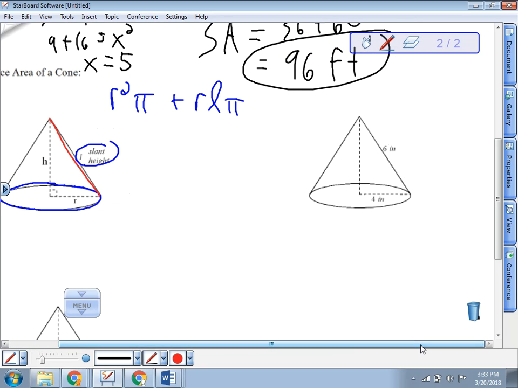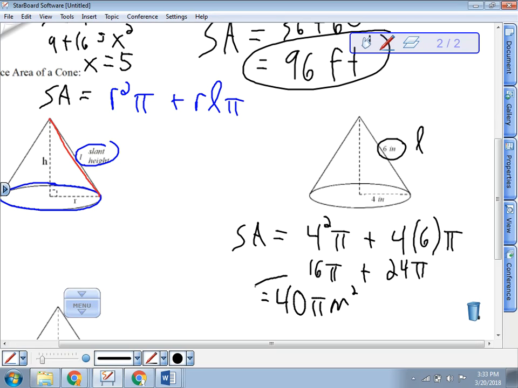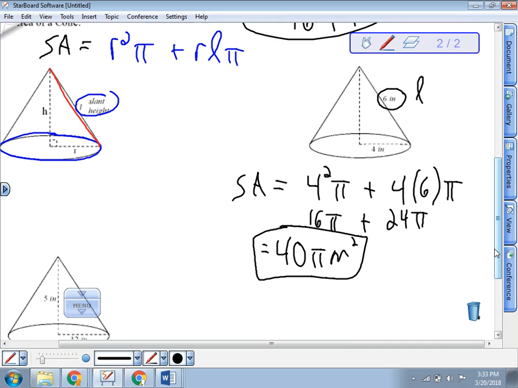Let's take a quick look at an example. Here we go. Again, this is the formula for surface area of a cone. So surface area is going to equal, the radius is 4. We're going to square that times pi, plus the radius, which is 4 again, times the slant height. That's our L, which is 6, times pi. So 4 squared is 16 pi plus 24 pi. When you add that up, you're going to get 40 pi. You can keep it right like that, 40 pi meters squared. You can do that as your answer, or if you want, you can make that into a decimal, which will be approximately 125.7. So decimal's fine, or just keep it in terms of pi.